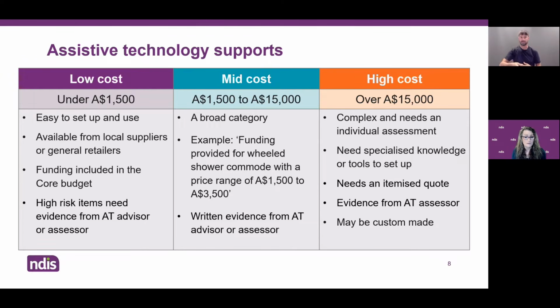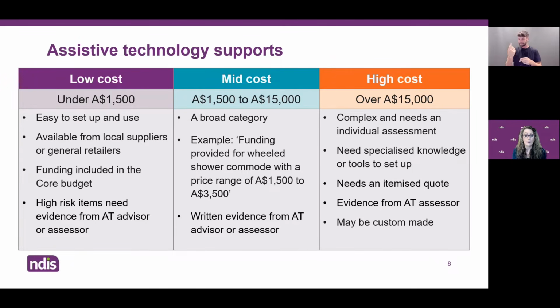Other examples of mid-cost items: a standing hoist, alternative communication devices, manual wheelchairs, or pressure care mattresses. Our next category is high-cost AT. This is items over $15,000 each.